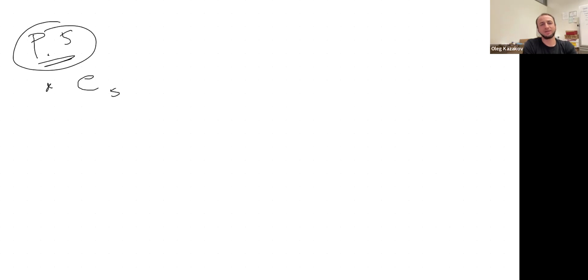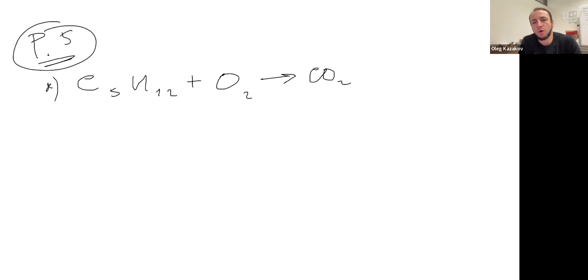Part A, so C5H12 is going to burn. It's going to interact with oxygen. And then as we know, we have two options: complete burning or incomplete burning. Complete burning will lead to CO2 and H2O formation. As a matter of fact, for all the alkanes, this will be true. If you burn any alkane, you will have CO2 and H2O.